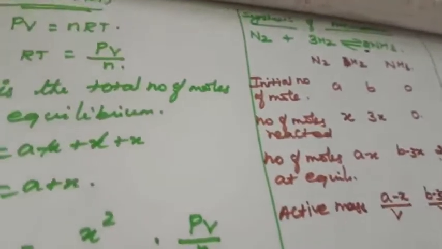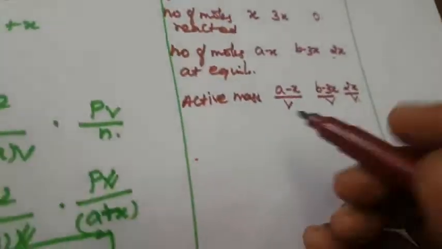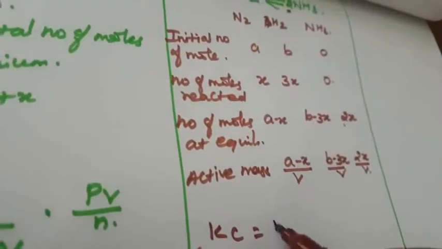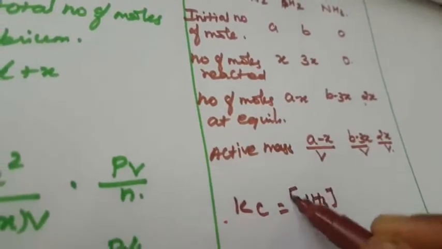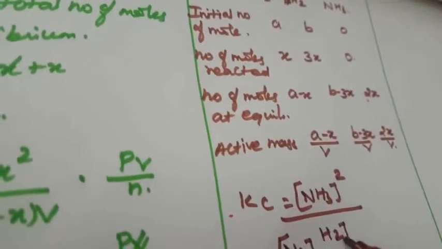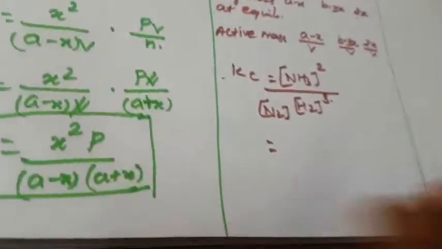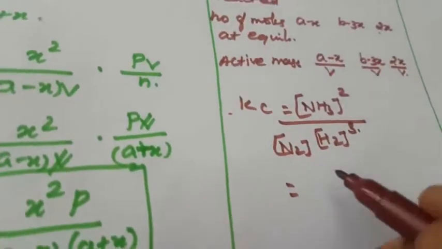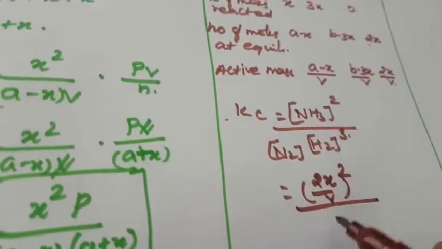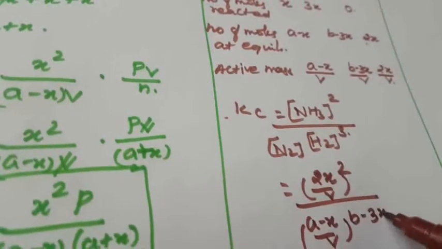Okay, then how to apply the law of mass action? What is Kc? Applying the law of mass action, Kc is equal to the product concentration, NH3 square, divided by N2 H2 cube. Okay, now you substitute all those values. What is the NH3 value? That is 2x by V the whole square divided by, what is the N2 value? A minus X by V, then B minus 3x by V.